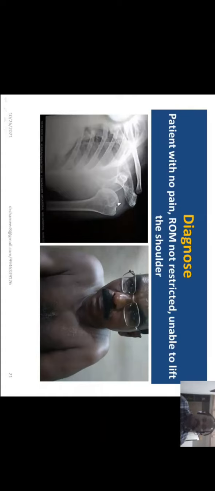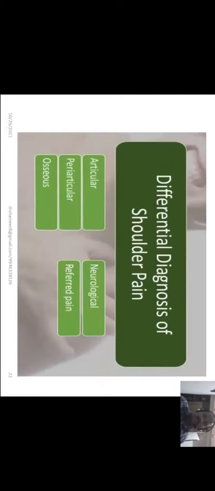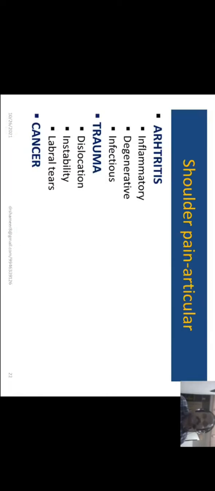So you write down EMG shoulder or EMG axillary nerve, and you write down EMG deltoid. Okay, so you have to diagnose whether it is a chronic rotator cuff injury or an axillary nerve injury or a deltoid muscle injury. And there are differential diagnoses of shoulder pain. It may be arthritis: inflammatory arthritis, degenerative arthritis, and infectious arthritis. In case of arthritis, it may be inflammatory, degenerative, infectious, or a CA.